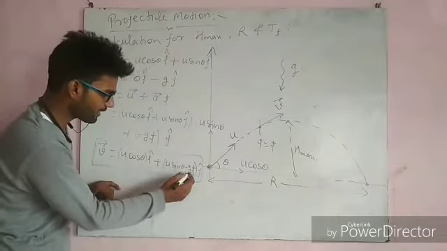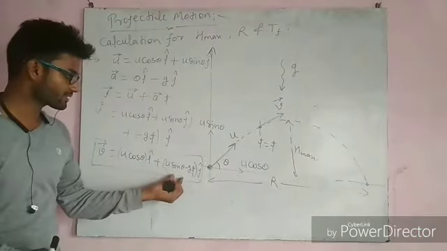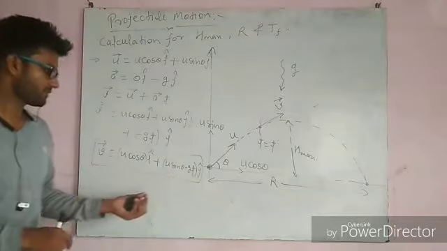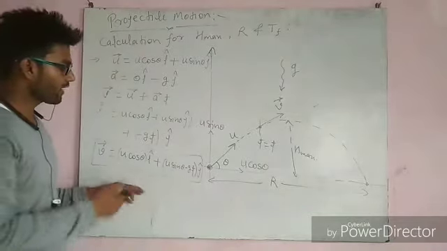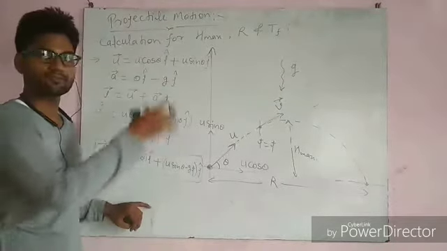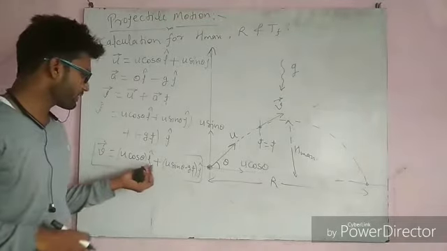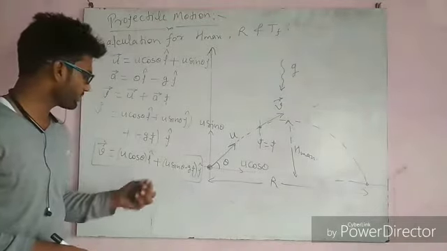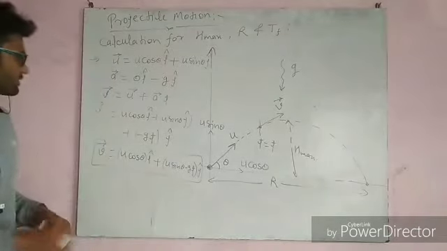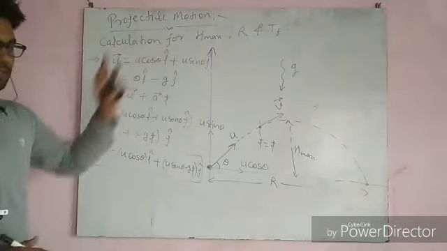But the y component has this t term, that means the y component is continuously changing with time. Why? Because the acceleration due to gravity is acting in the y direction, right? So the y velocity component is variable with time and the x velocity component is constant throughout the motion. Now we'll have to calculate the maximum height.